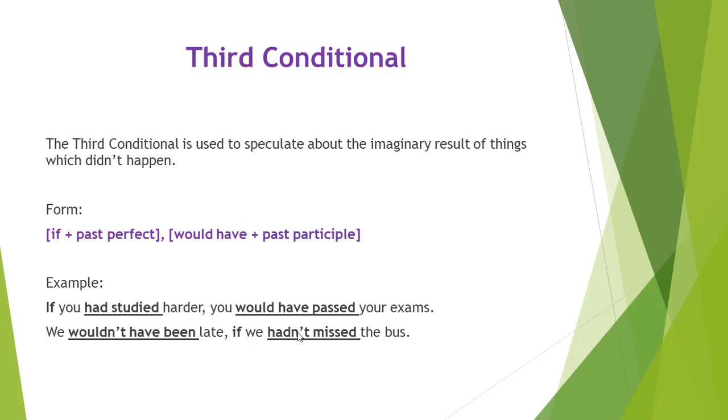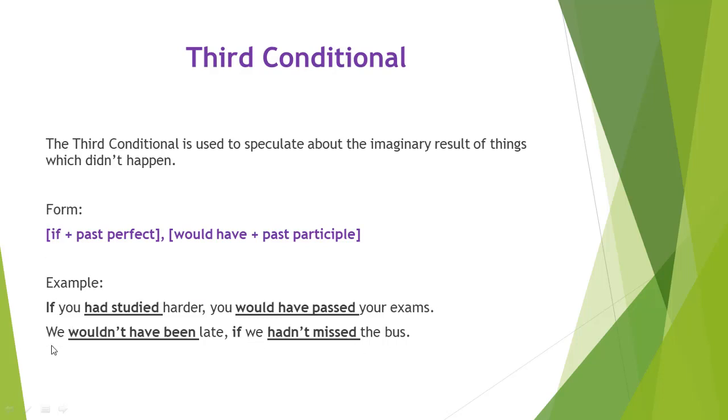And finally, we have the third conditional. The third conditional is used to speculate about the imaginary result of things which didn't happen. Now we have the form: if plus past perfect. Now we change to past perfect, would have and past participle. Now let's go to the example. If you had studied harder, you would have passed your exams.